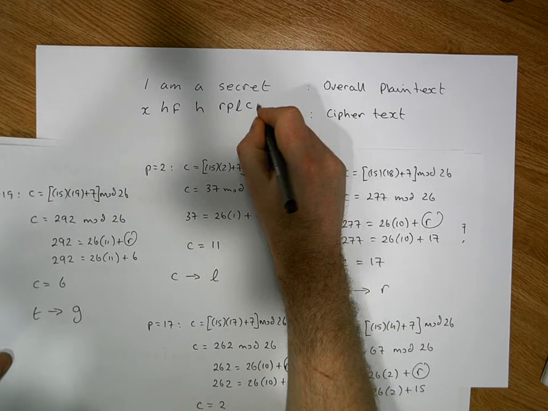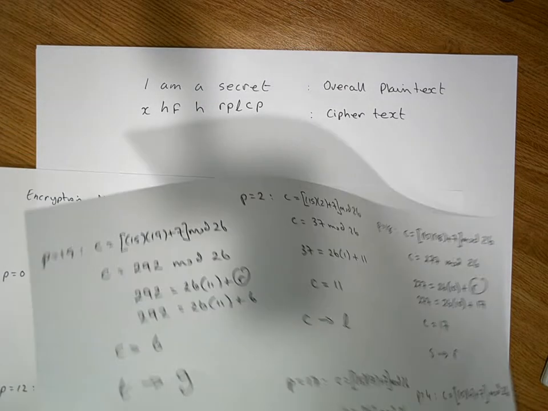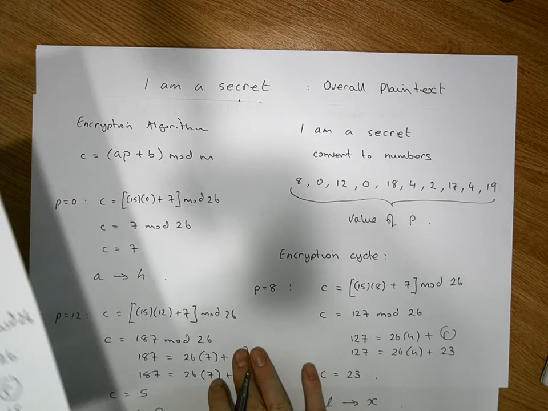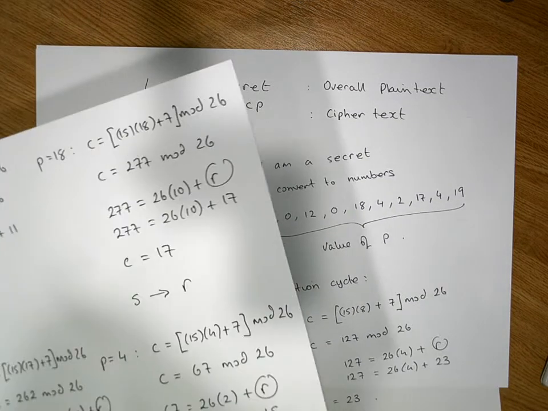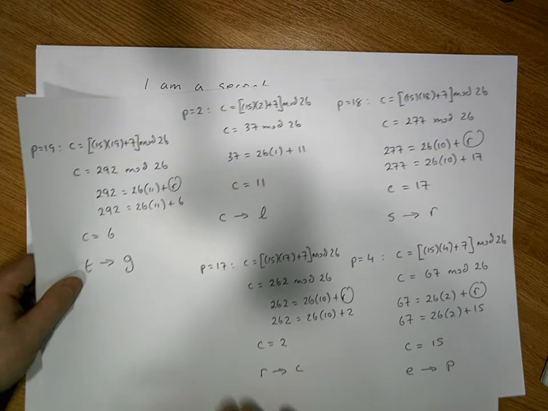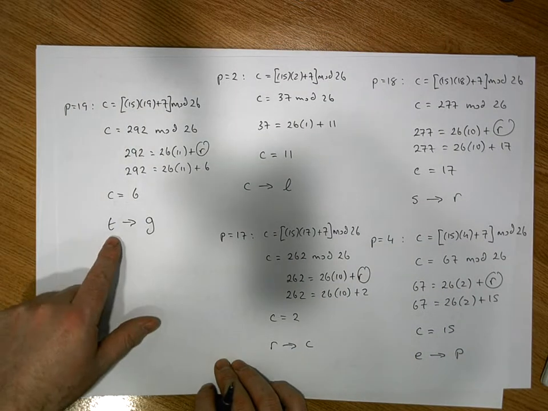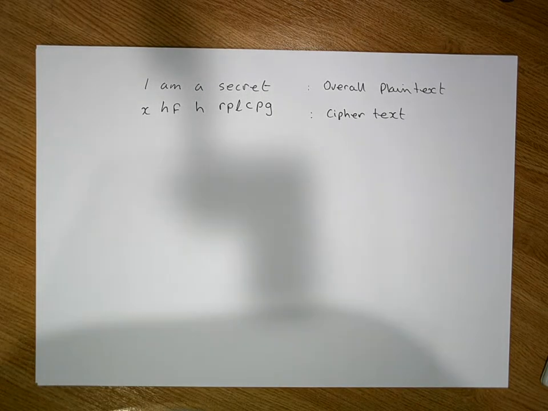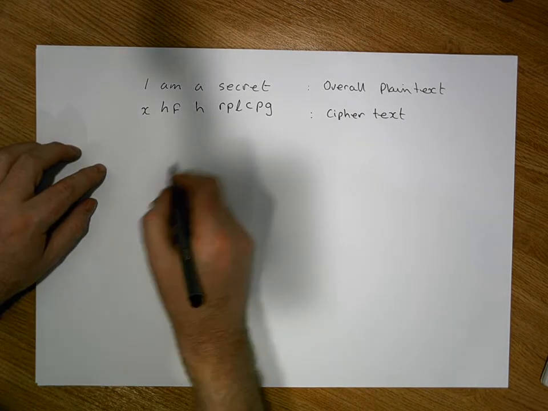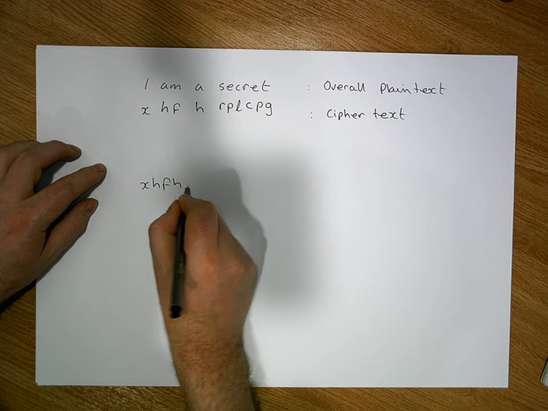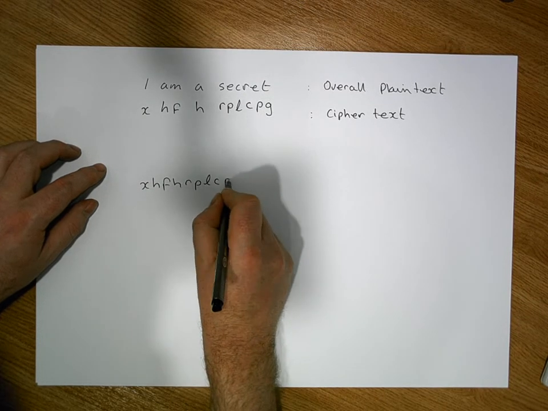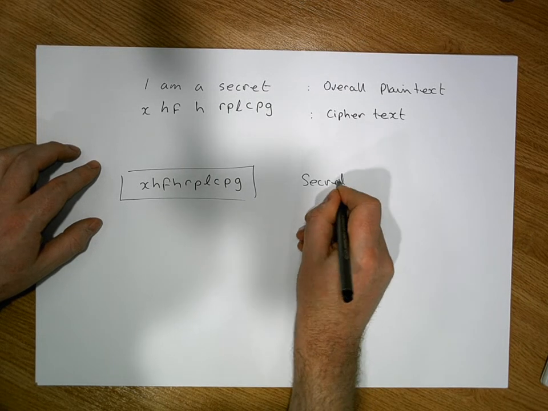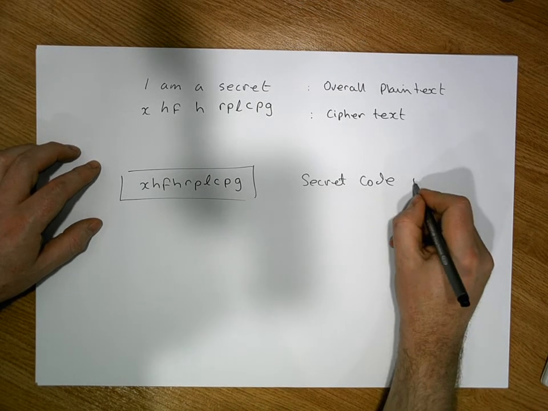And finally, our last calculation was in relation to the T, which was, if I can actually find this, oh, there we go. P is 19, which was a T, is taken to G. So our message that we would actually communicate would be, with no spaces, X, H, F, H, R, P, L, C, P, G. And this is my secret code that we will transmit.